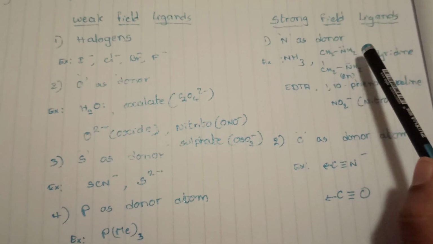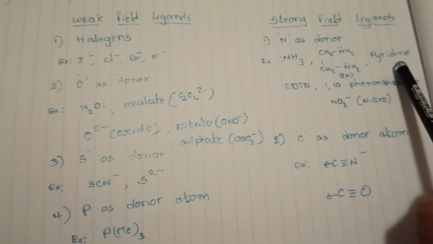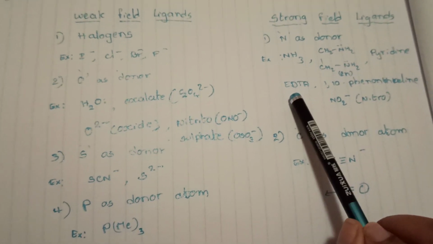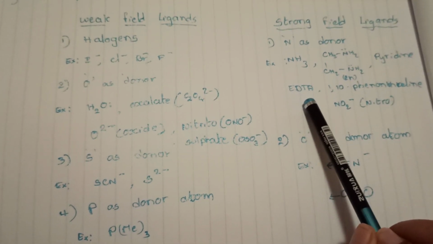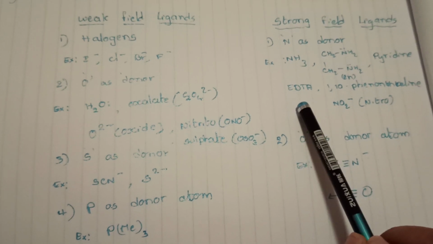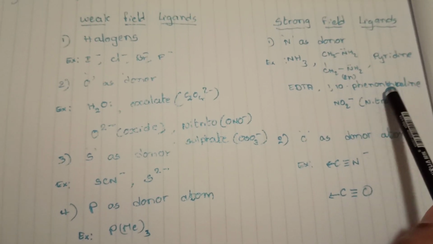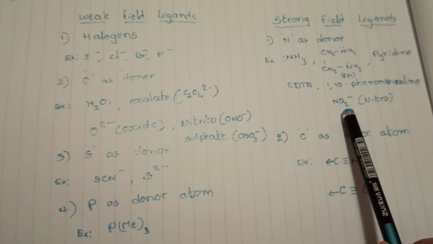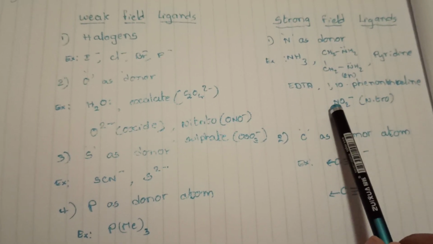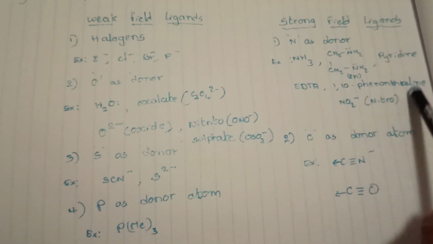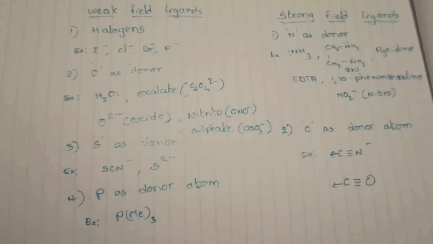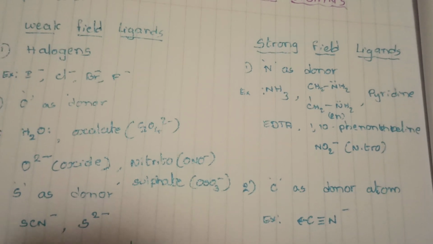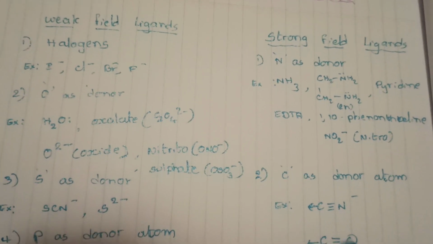Similarly, en means ethylenediamine. Here it acts as a bidentate ligand. Similarly, pyridine: nitrogen acts as an electron pair donor. In EDTA also there are two nitrogen atoms, so EDTA is also a strong field ligand. As well as 1,10-phenanthroline, where two nitrogens are present in the structure. And nitro, NO2 minus, binds through the nitrogen atom. So these all have nitrogen as a donor atom, and that is why they are said to be strong field ligands.